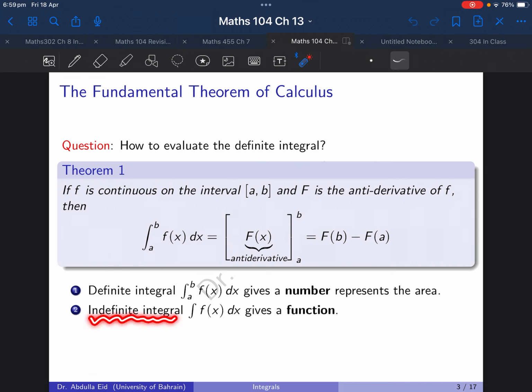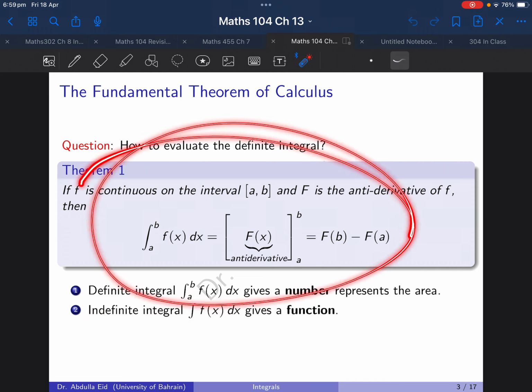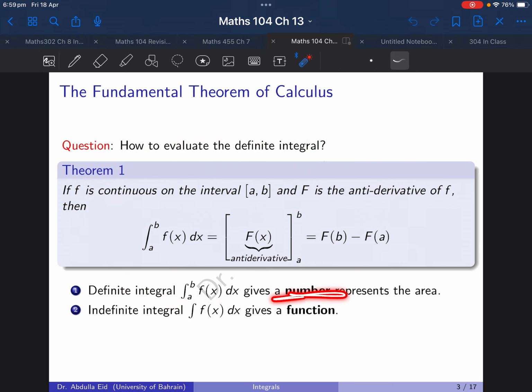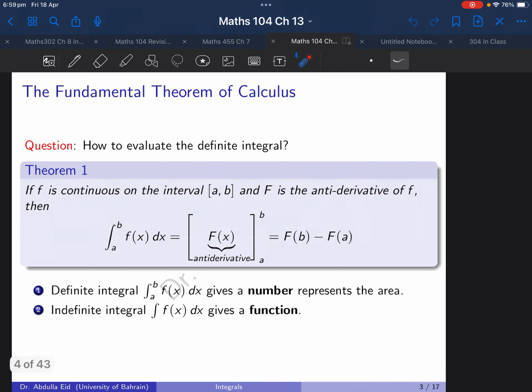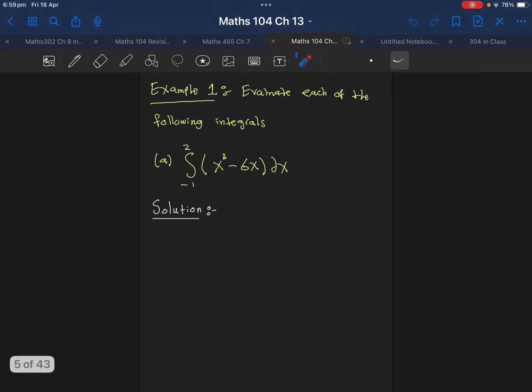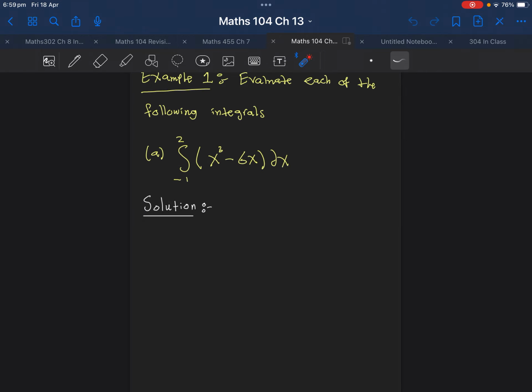Remember, when we did the indefinite integral without numbers, the answer still had an x with it. So that's the main difference: in this part, what we will get is just a number, while previously what we got was a function. So let's go ahead with the first question.